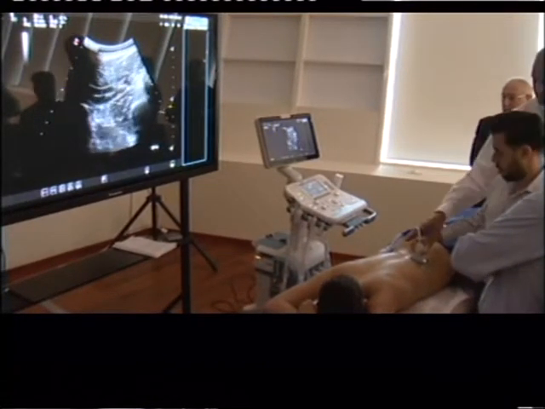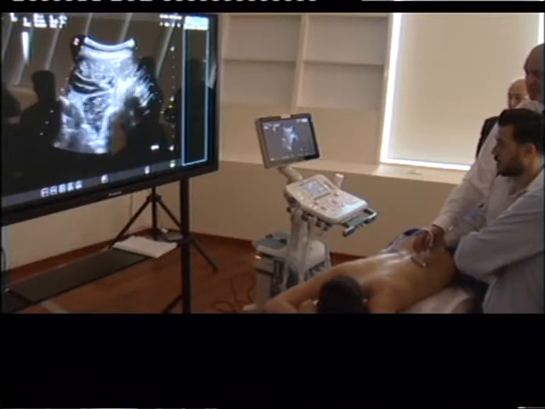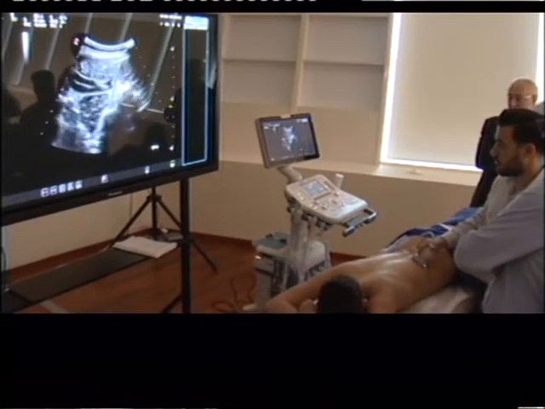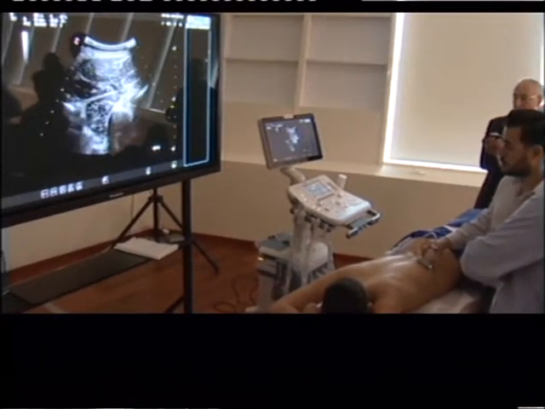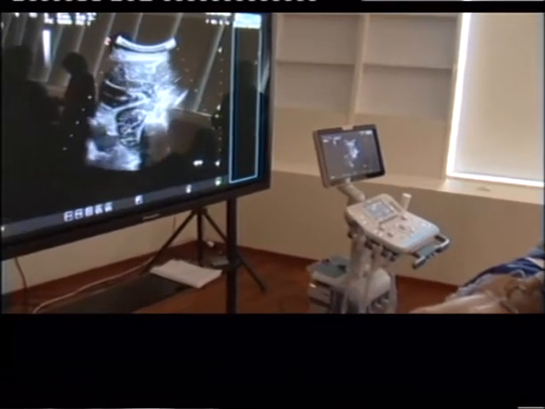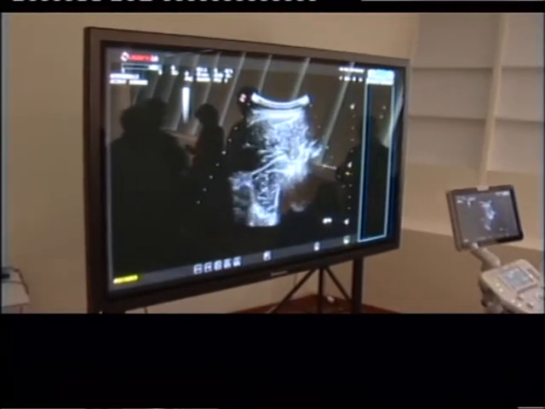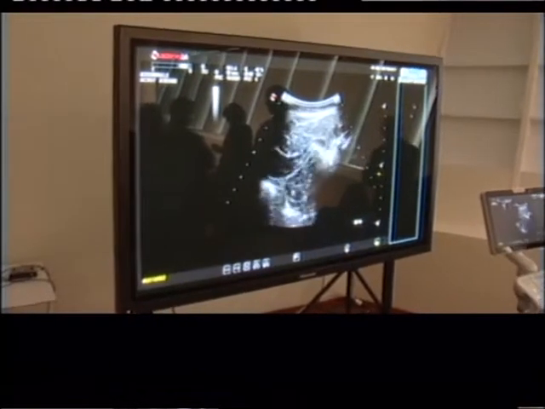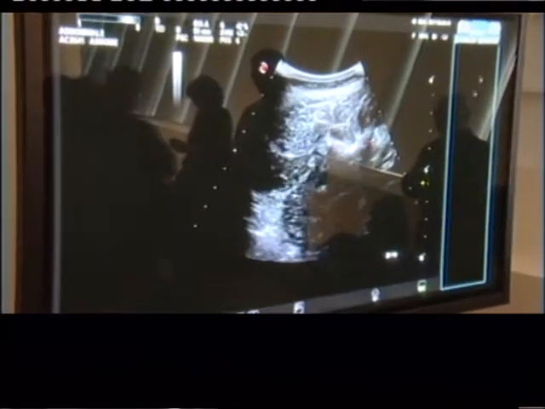So now we're gonna keep a little bit of an angle. So there. Okay. There's the lumbar plexus and the nerve root. So go down one vertebra. Down, there. Transverse process, facet, and now nerve root, psoas, lumbar plexus, quadratus lumborum.